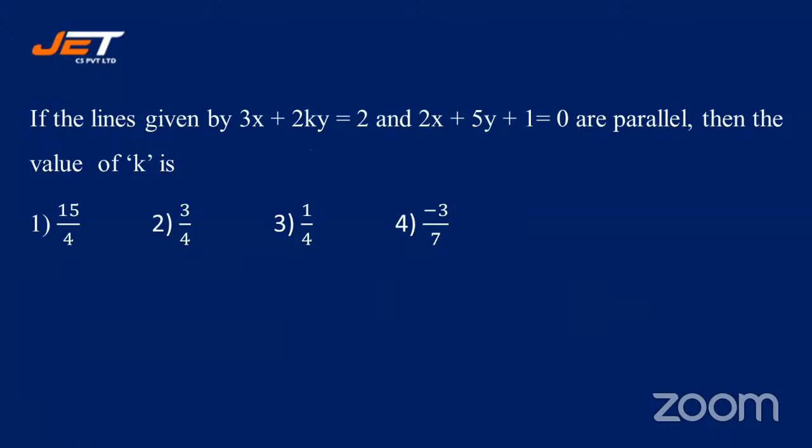If the lines given by 3x plus 2ky is equal to 2 and 2x plus 5y plus 1 is equal to 0, or you can put it as minus 1, are parallel, then what is the value of k? All right. So just a1 by a2 is equal to b1 by b2. You will get the value of k. Yes, I'm giving you time. Quickly work it out. Don't take too much of time. Otherwise, we may not be able to finish our portion today.